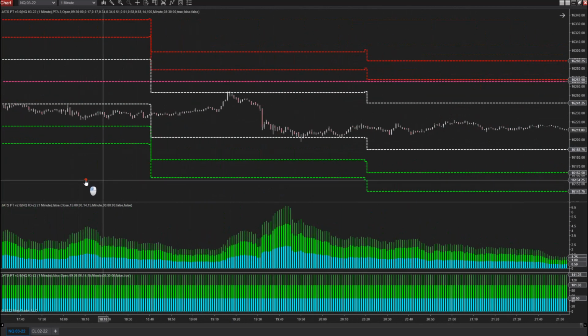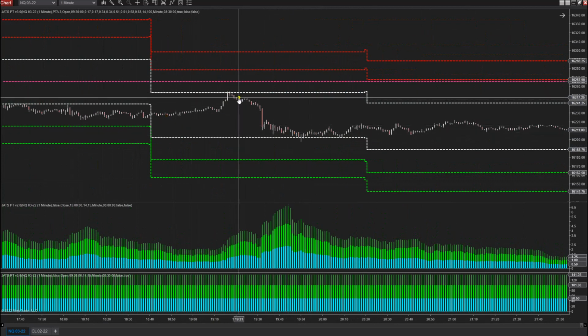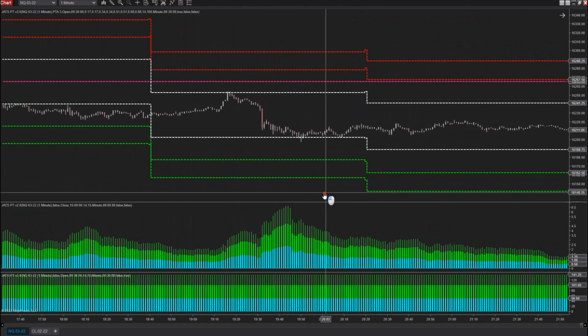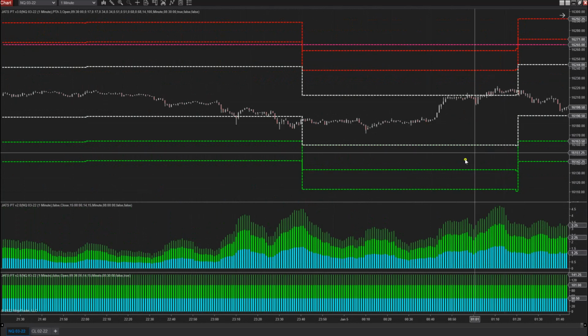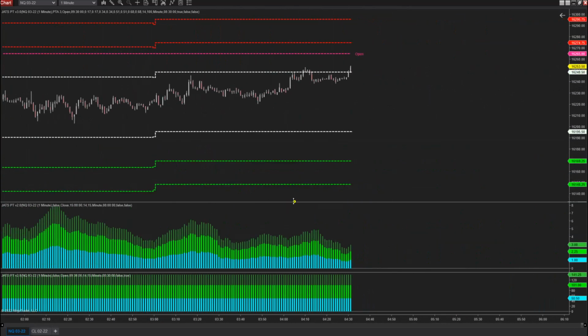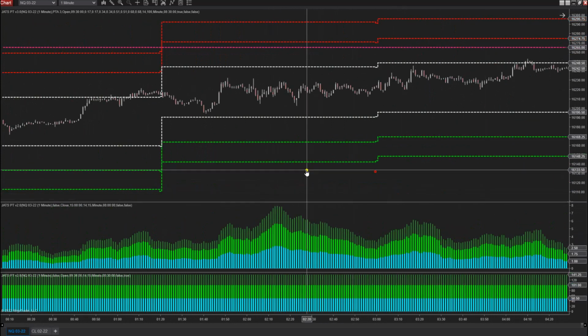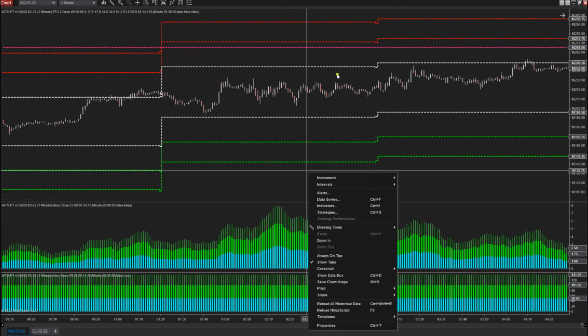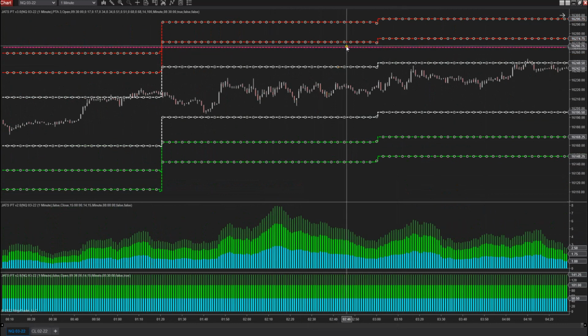So just understanding how algorithms work and using math to let you know where you are and where price may be trying to go. If it leaves the 1, it's going to try to get to the 2. If it leaves the 2, it's going to try to get to the 3 and maybe the extensions.